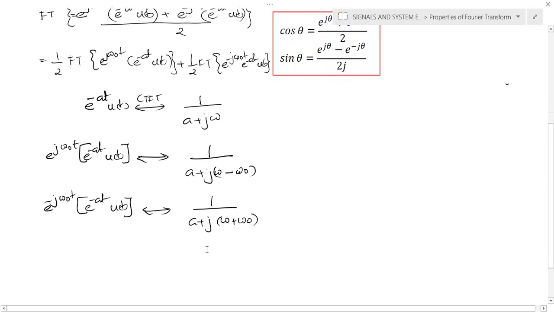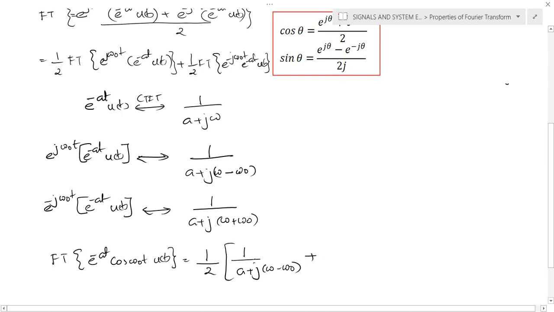Now we can combine these two results, and finally we can write the Fourier transform of the signal e raised to minus at cos omega 0 t into u of t. So actually, by applying linearity property, you can write it's 1 by 2, and the first part is 1 by a plus j omega minus omega 0. Okay, 1 by 2 is a common term, plus the remaining term 1 by a plus j omega plus omega 0.